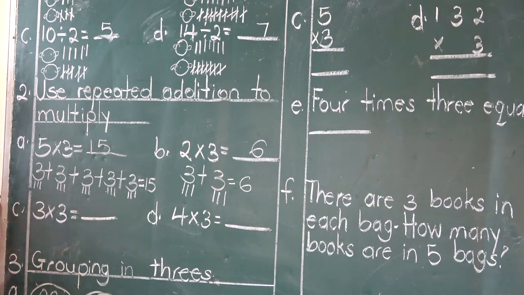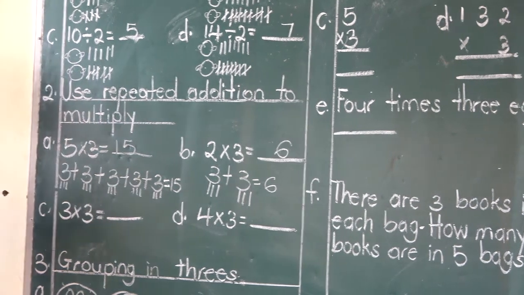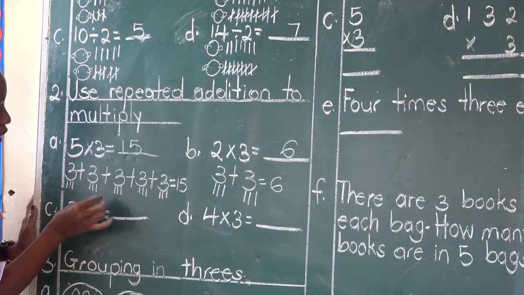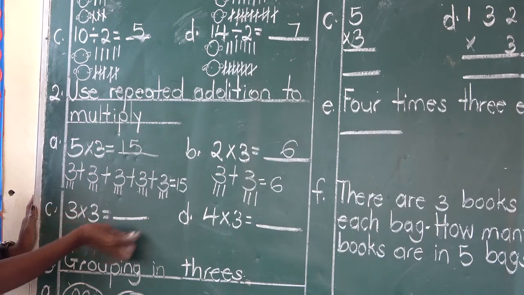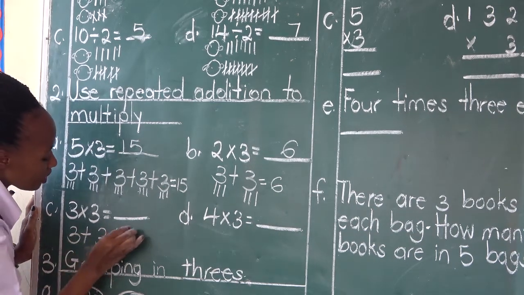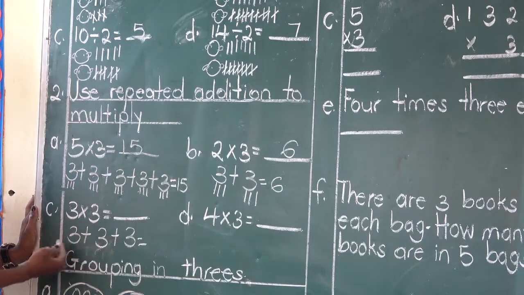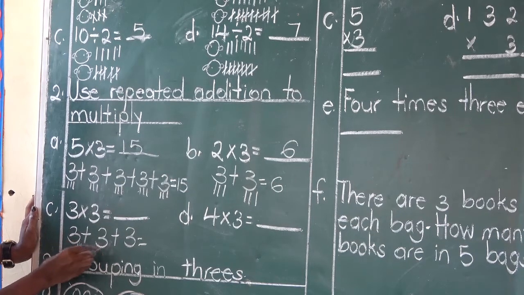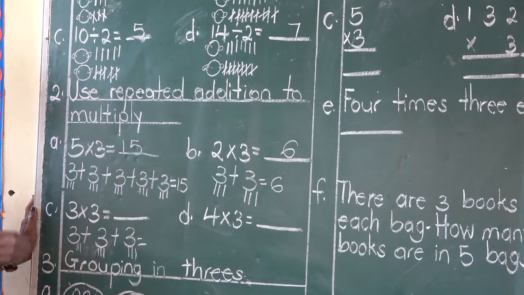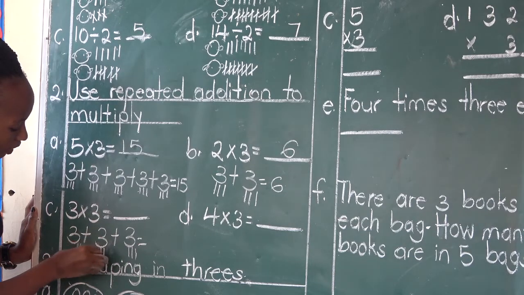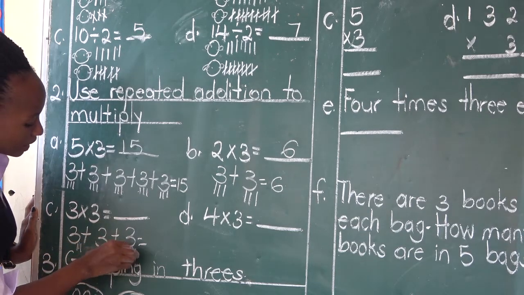Then here we have 3 times 3. Using repeated addition, the easiest way is to use the word groups. Here you are going to say 3 groups of 3. Now write 1, 2, 3. These are our 3 groups of 3s. Now we are going to add this to find the answer. Let's put them together: 1, 2, 3, 4, 5, 6, 7, 8, 9.